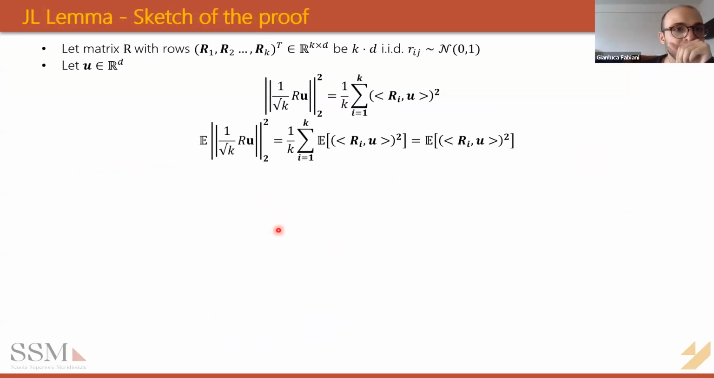I will try to explain just a sketch of the proof. We can consider the matrix where R1, R2, Rk are the rows of this matrix. So the small r_ij are the elements of the matrix that are normal random variables.